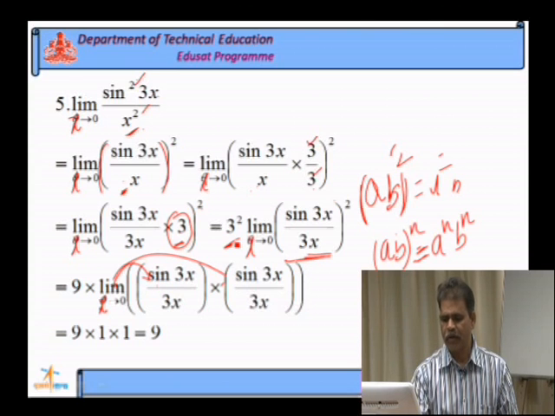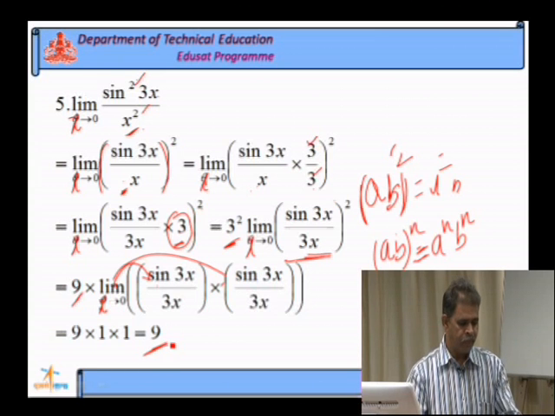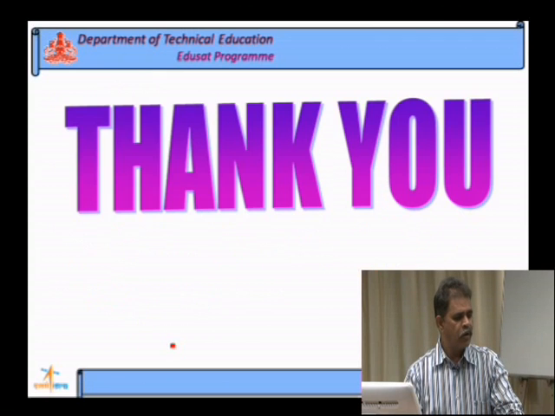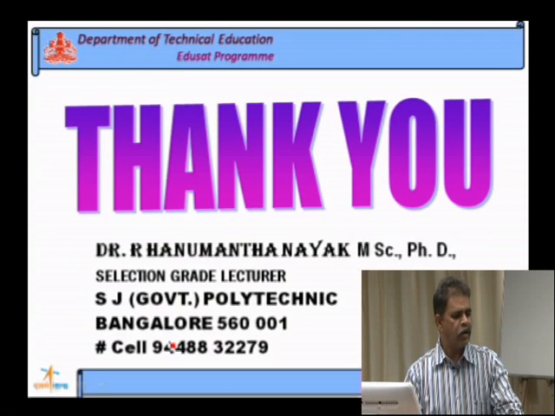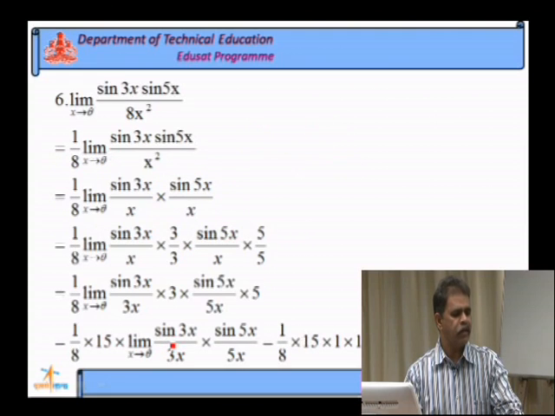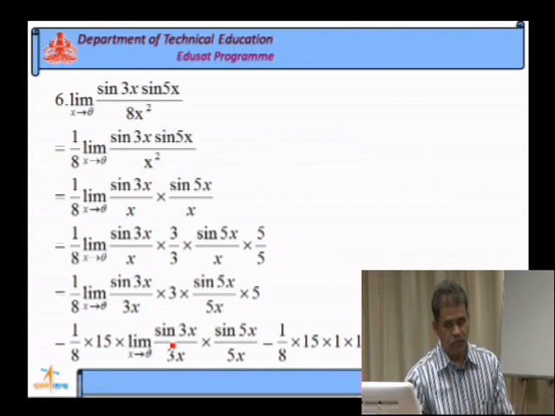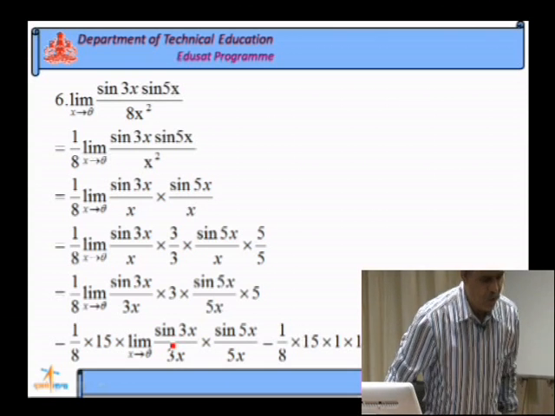3 square is what? 3 square is 9. 9 into, for this we have 1, for this also we have 1. 9 into 1 is equal to 9 only. These are very simple problems. You can take next problem. So, I will work it on a board. You just see the problem.